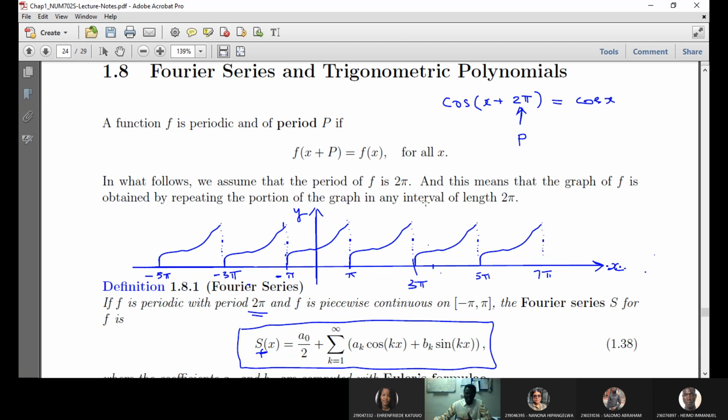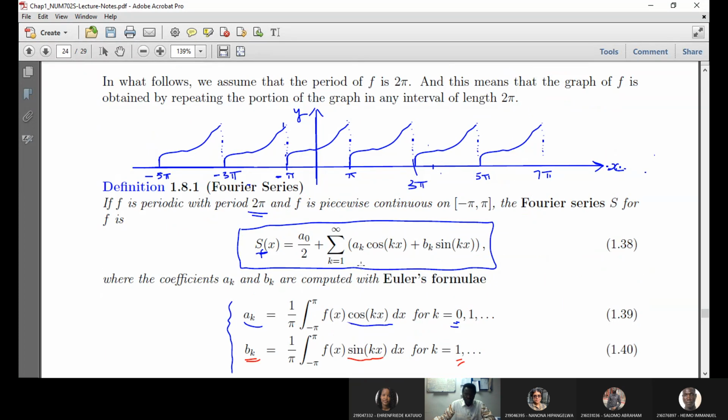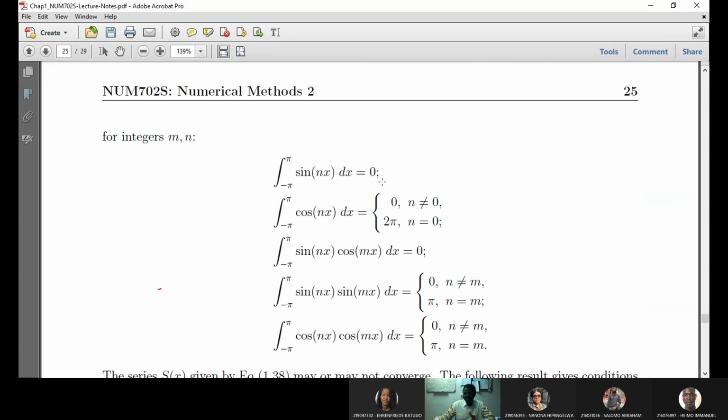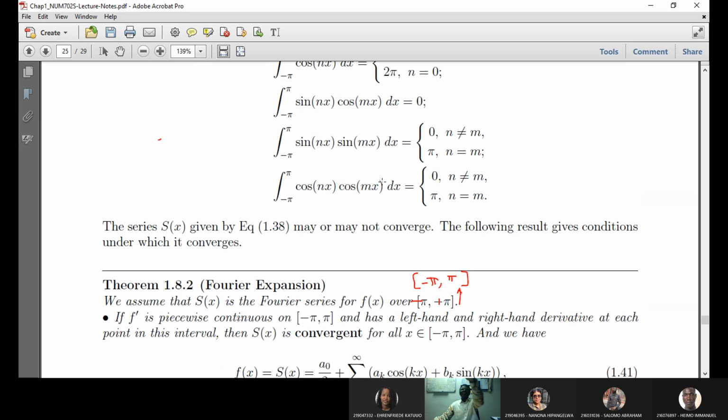For our case, f of x equal to x by 2 over the interval negative π to π, you would draw your function. Let me try to draw it to show you how this function can be represented periodically. Because when I ask students to represent this function, you give them the function, they are not even able to draw it.